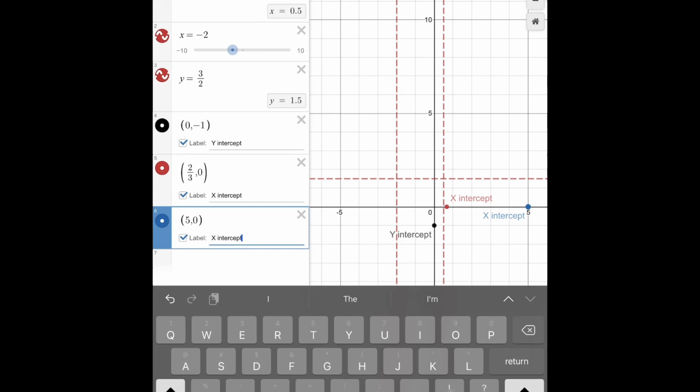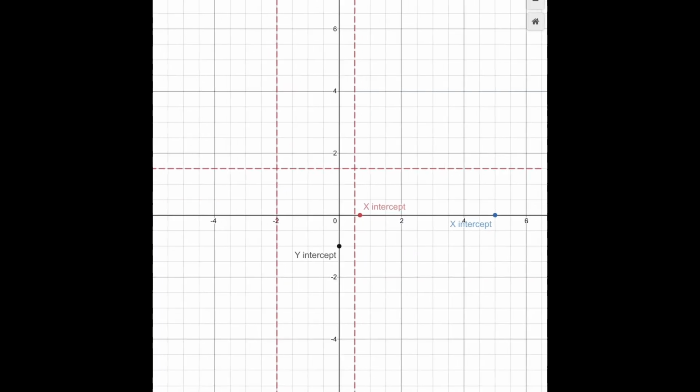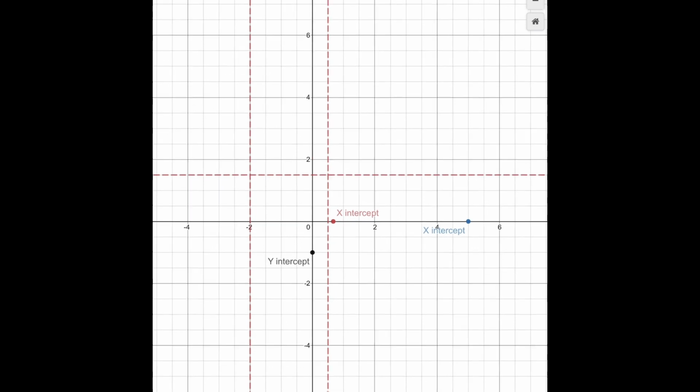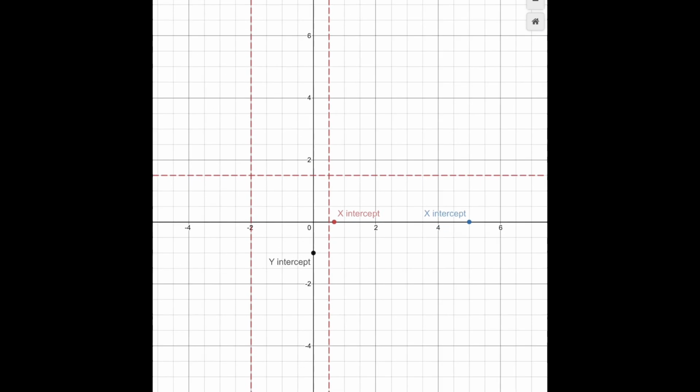And we have almost everything we need right now to be able to graph this function, to be able to check this graph. So let's take a look at what we have so far. We have x-intercepts here and here. We have a y-intercept here.